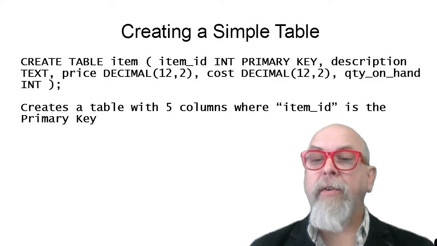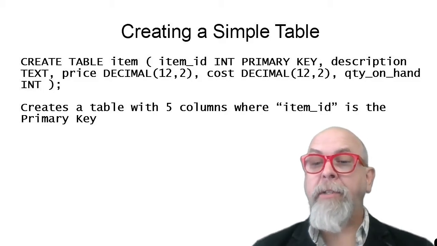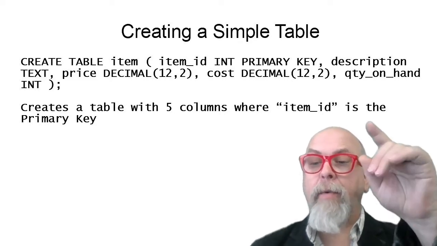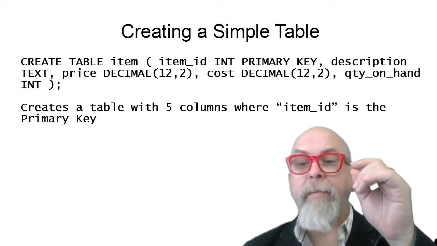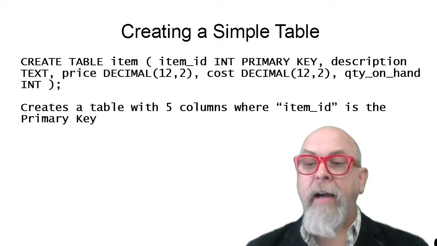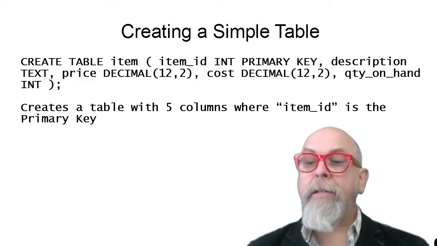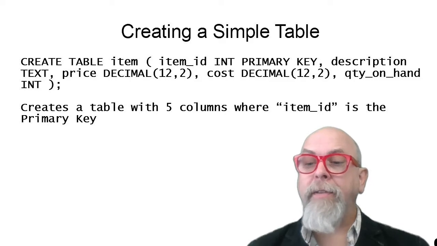So here is an example of creating a table. This statement creates a table called item with 5 columns, and the item ID column happens to be the primary key. Let's look at the statement in detail and try to figure out exactly what it's doing. It says create table item, so that's creating the item table. The next thing says item ID int primary key. What that is telling MySQL is I want to create a column called item underscore ID. I want it to be of a type int. I could have said integer. And it also tells MySQL that this single attribute is the primary key.